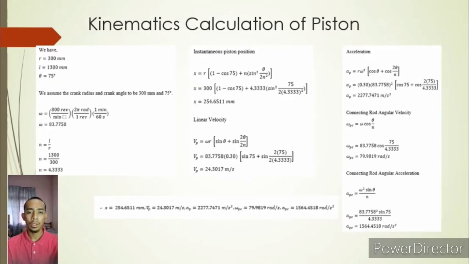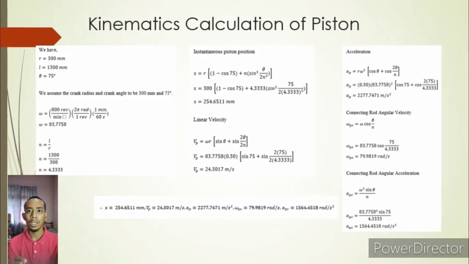Then we continue. The next calculations are instantaneous piston position, linear velocity, acceleration, connecting rod angular velocity, and lastly the formula for the connecting rod angular acceleration. After we calculate, we get the result for the instantaneous piston position is 254.6511 mm. For the linear velocity is 24.3017 meters per second. For the acceleration is 2277.7471 meters per second squared.